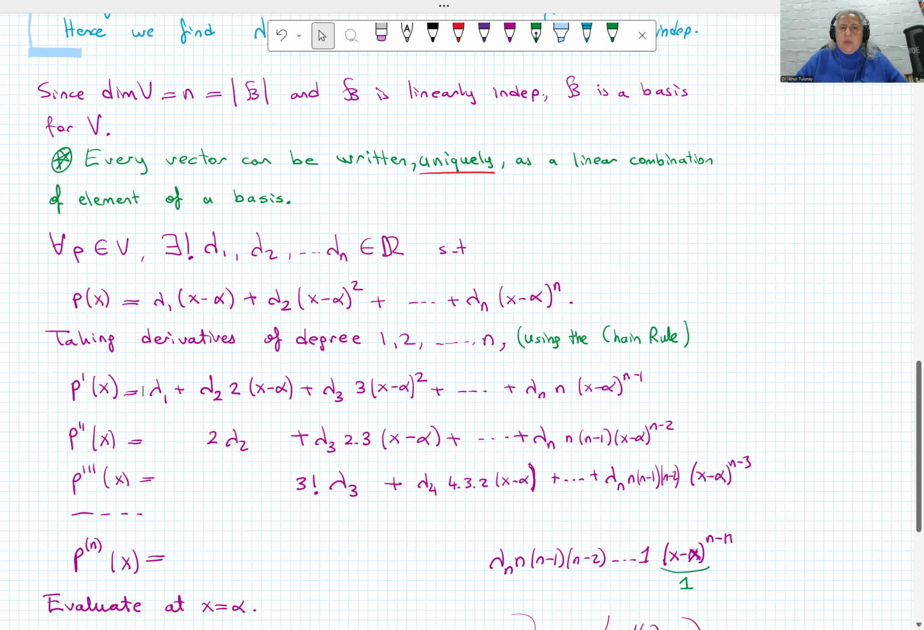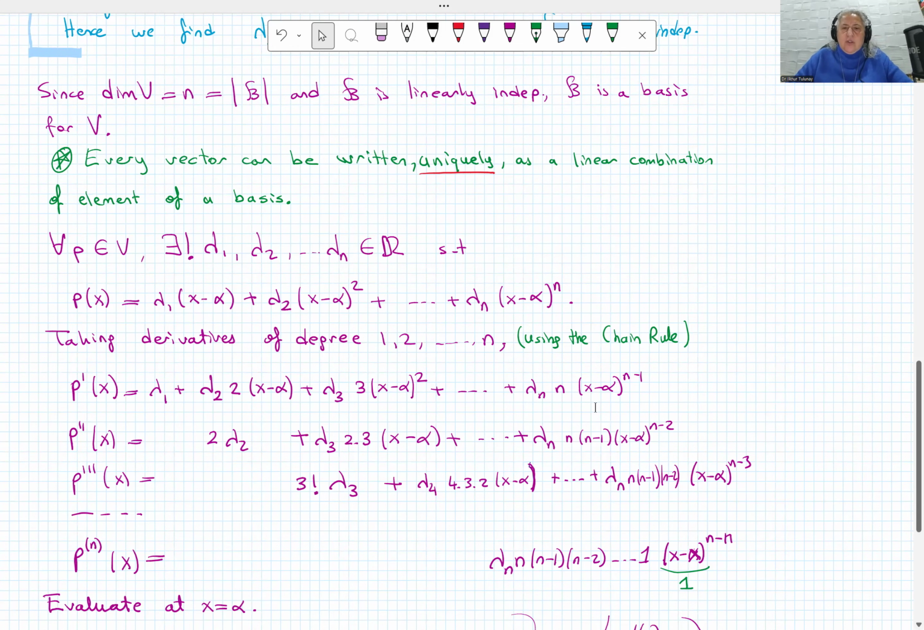The first derivative: the derivative of this is just 1, so lambda 1. The derivative of this will be 2x minus alpha 2. I'm using the chain rule, so the 2 goes down, x minus alpha, but the derivative of the inside with respect to x is just 1. So that will be 2 lambda 2 times x minus alpha. Then you have the cube here, so lambda 3 times 3 times x minus alpha squared. And the last one will be lambda n times n times x minus alpha to the n minus 1, because the derivative of the inside with respect to x is 1.